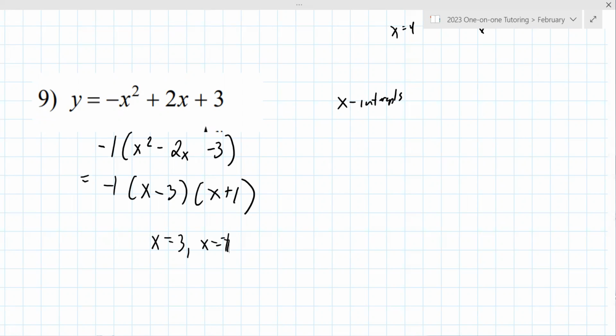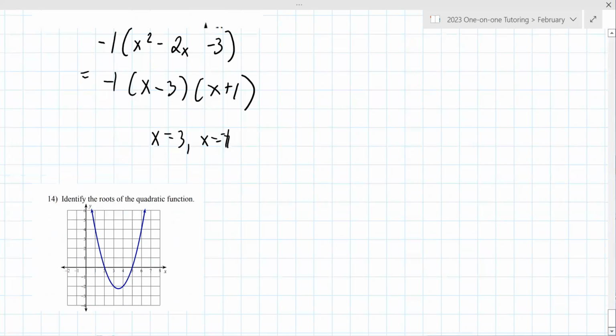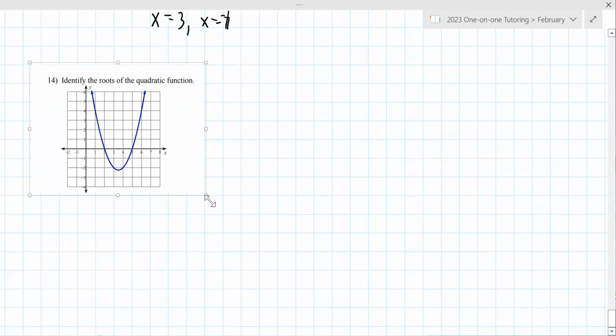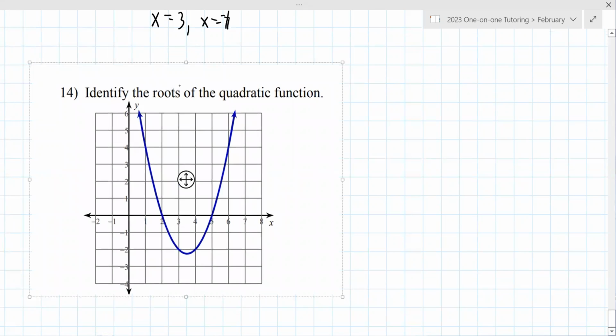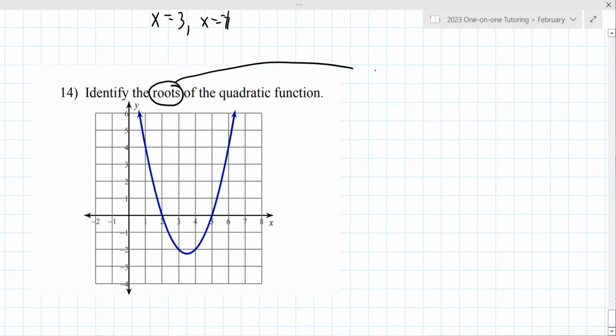Okay, let's look at something slightly different. I suppose they could give you some problems where they give you the graph here, and it's asking for the roots of the quadratic function. So roots refer to solutions or x-intercepts. Yeah, so it would be 2 and 5, right? 2 and 5. Now, how many solutions does this have? 2. It has 2. Yeah.